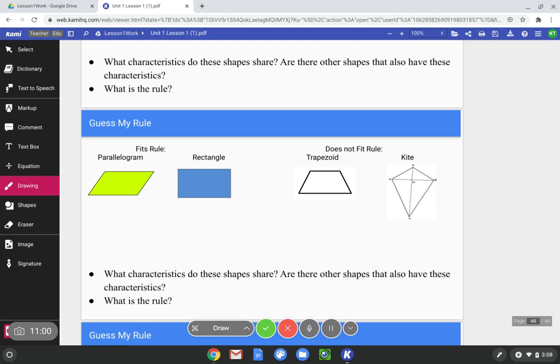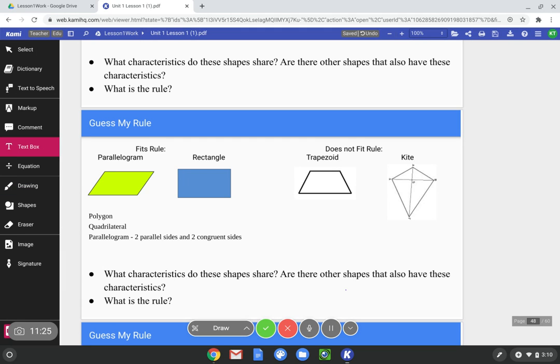Okay, so a parallelogram and a rectangle. These two share an attribute that fits the rule, that a trapezoid and a kite do not. Okay, so let's try and figure this out. Let's list the attributes that a parallelogram and a rectangle share first. So pause the video and write down your answers. What are the attributes that a parallelogram and a rectangle share?